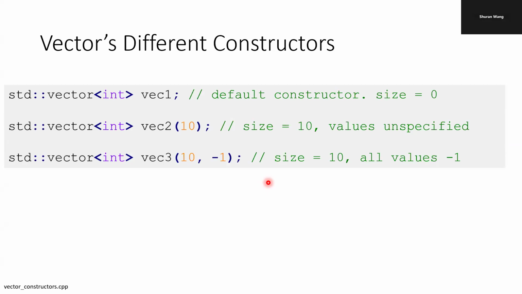Vector has 3 different constructors. The first one is the default constructor that creates a vector of size 0. The second one can create a vector with an initial size of a number specified in the parentheses, with values unspecified. The third one creates a vector of size 10 in this case, and all the elements are initialized to -1.